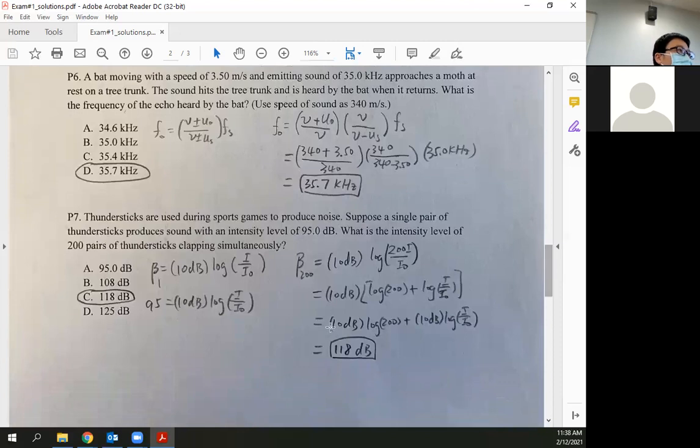And this one, 7, is on sound level, okay? And then intensity. So 200 pairs will be 200 I for the intensity of one pair. Okay, so basically then you can follow that.